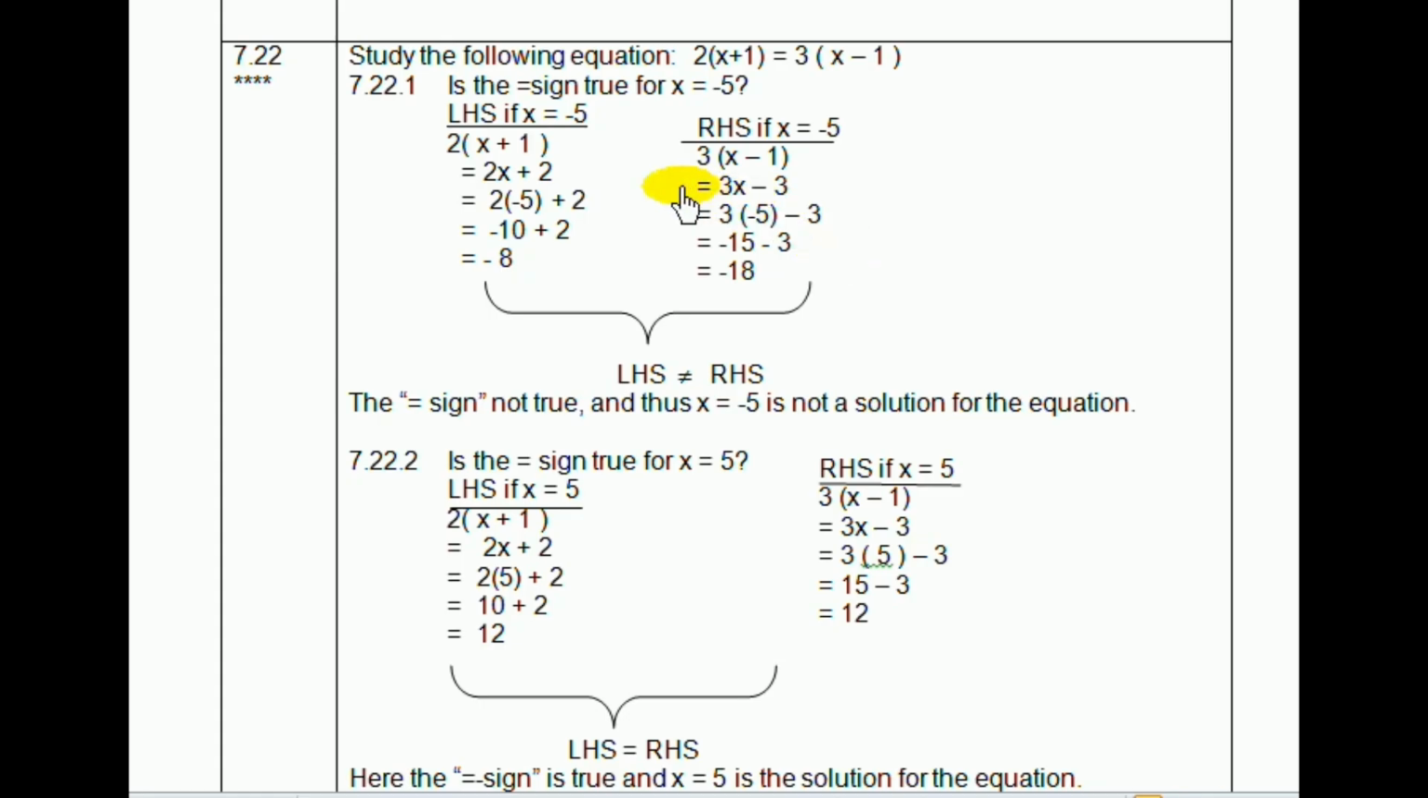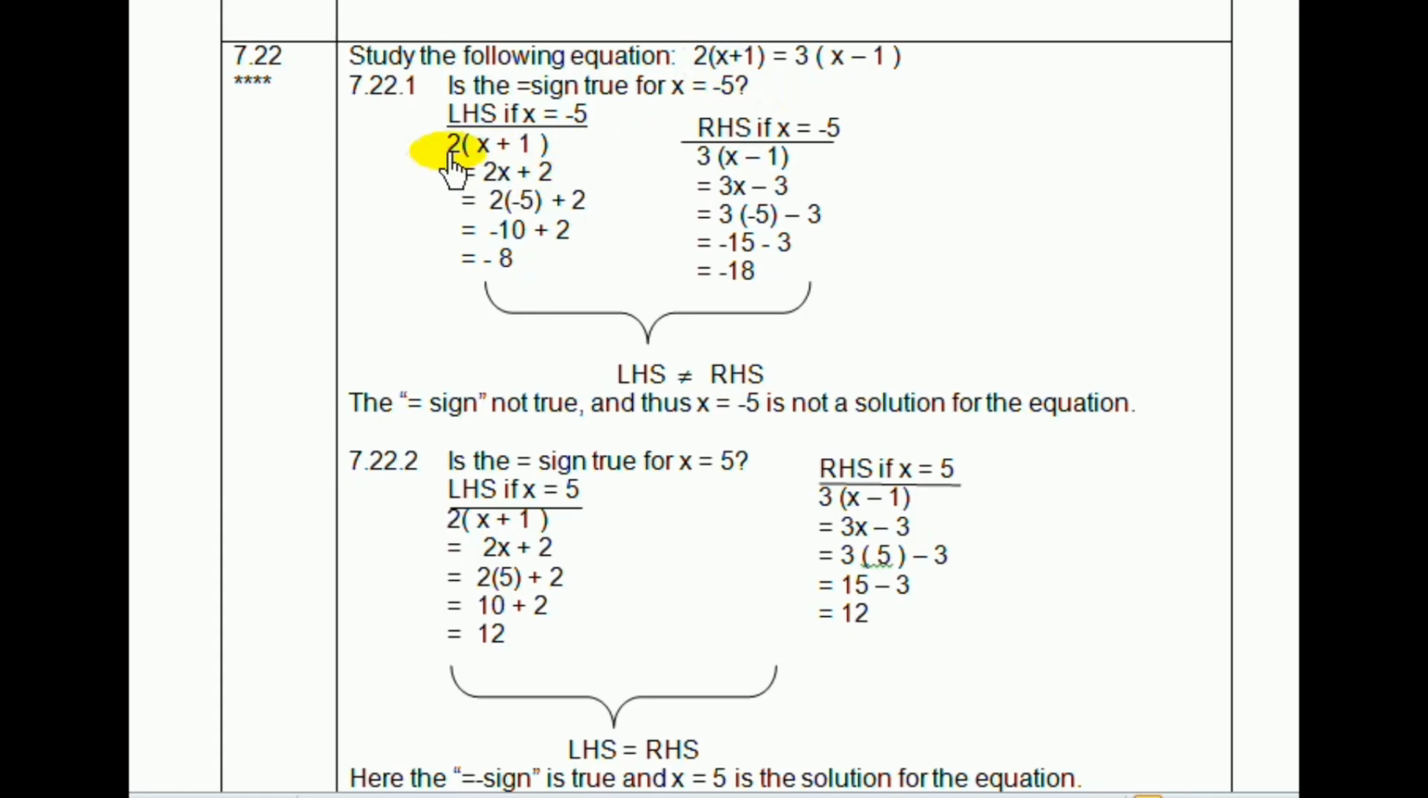In 7.22 we have 2 questions. The first one, I've given you the equation there. The first one then, is the equal sign true for x equals minus 5? Is the equal sign true? That means, is minus 5 the solution of that equation? Now test it. You have the answer. Test it. Go and substitute in the left hand side the x with a minus 5, and then the x there in the right hand side also minus 5.